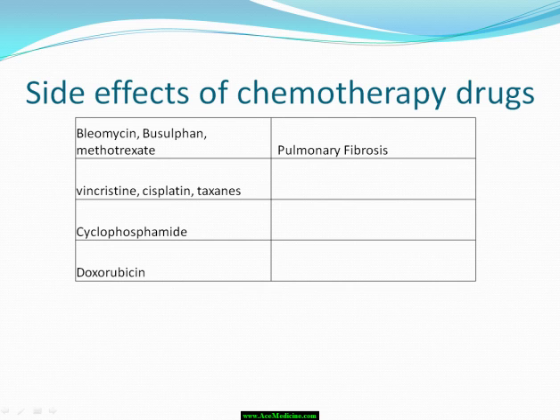If you see vincristine, cisplatin or taxanes, you should be thinking about peripheral neuropathy. If you see cyclophosphamide, you should be thinking about hemorrhagic cystitis. And if you see doxorubicin, you should be thinking about cardiotoxicity. These are the classic chemotherapy drugs with their classic side effects.